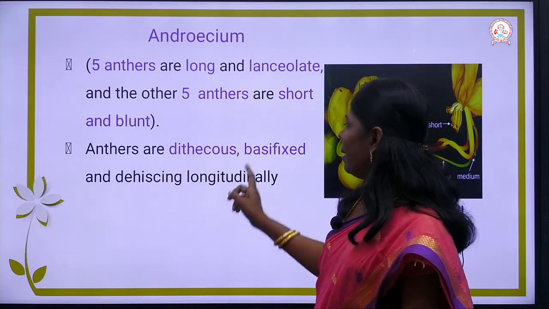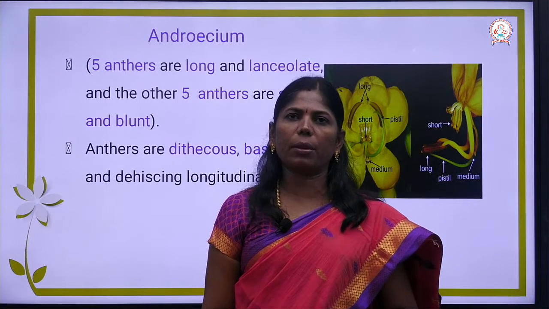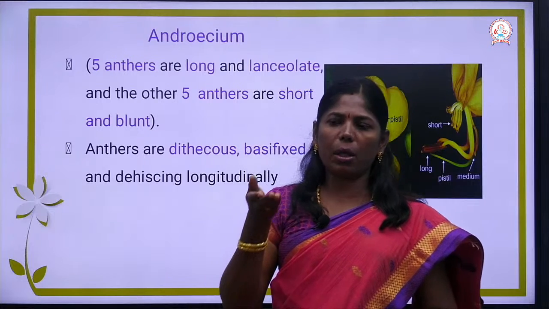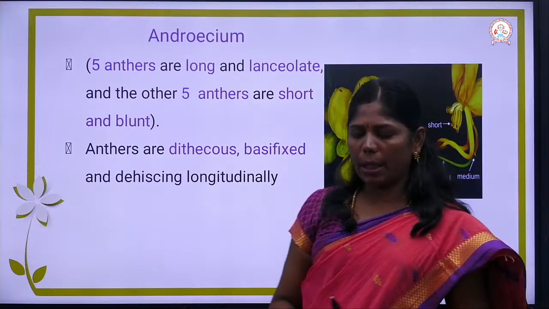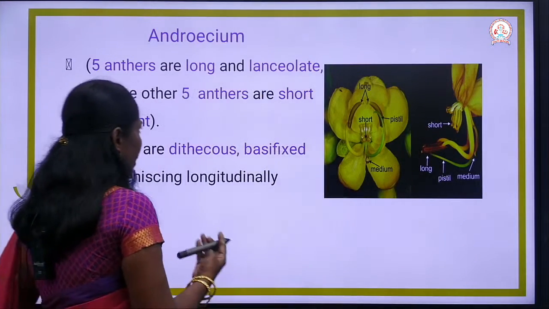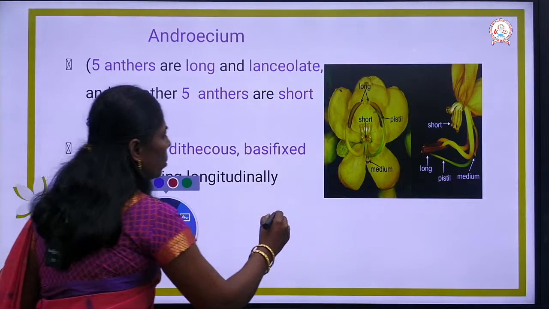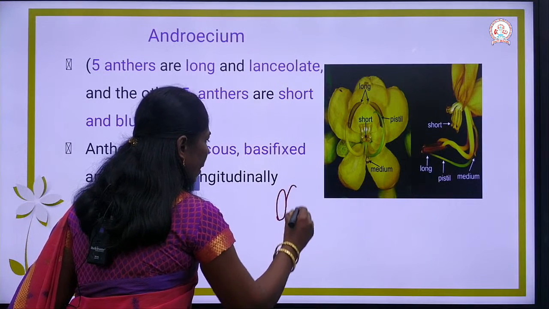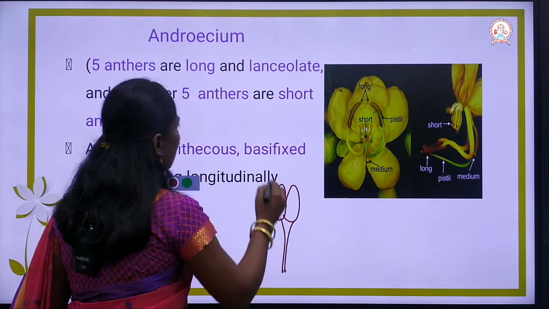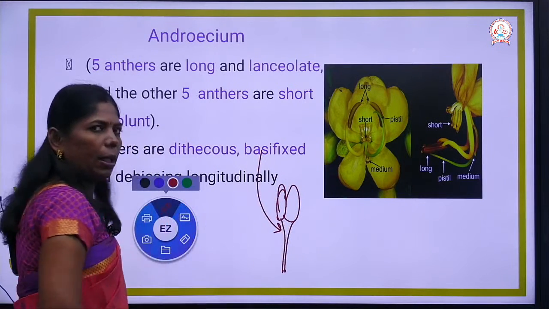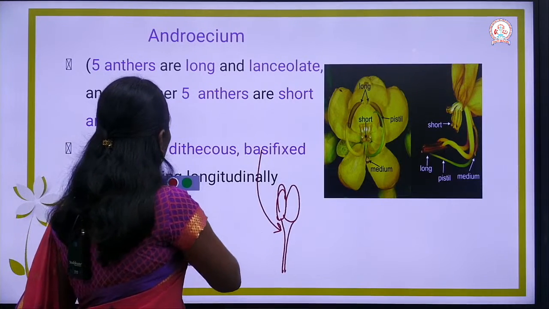The anthers are dithecous. Dithecous means it has 2 chambers. With 2 chambers, there are tetrasporangia, we can see that. Basifixed arrangement means the filament is attached to the basal region of the anther. So this is the anther, and this filament is attached in the basal region. That is called the basifixed arrangement.